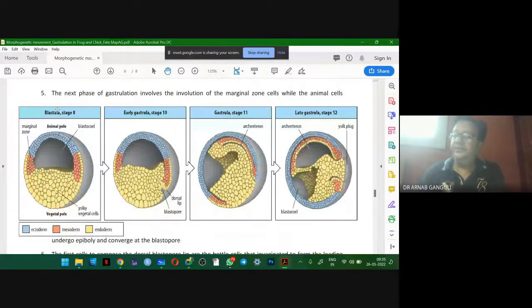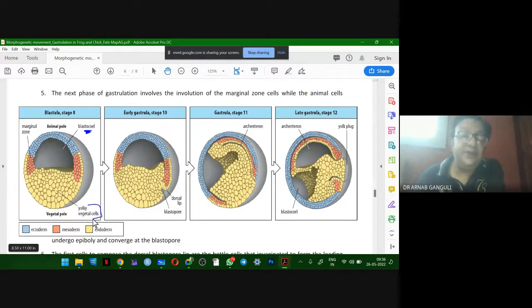If you see this picture, it's a ball. You have taken a section. You can see the blastocoel. These colors are not actually there in the cell, they are just for your understanding. You can see the yolky vegetal cells, the macromeres, larger and fewer in number. Then you have a region of cells formed here, known as marginal cells. And you have the blastocoel in between. Animal pole, vegetal pole.